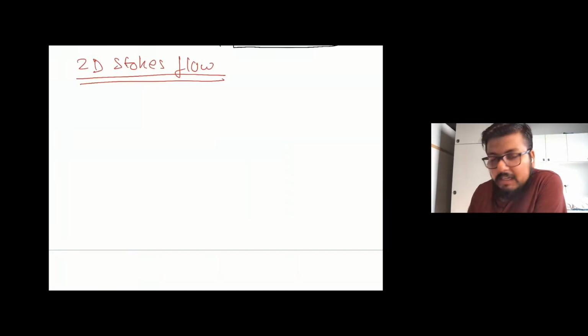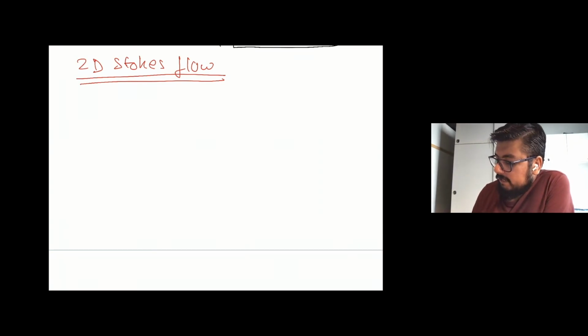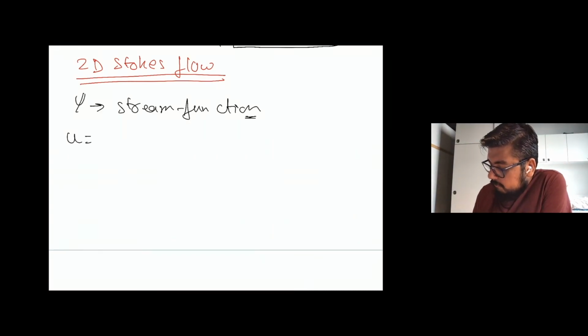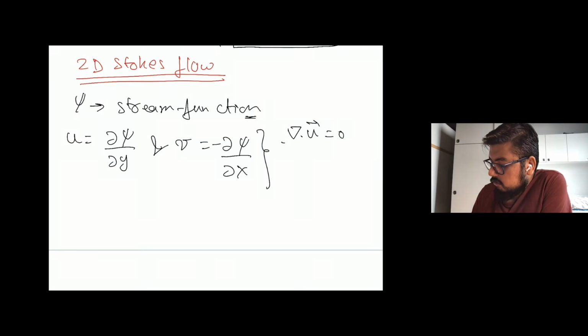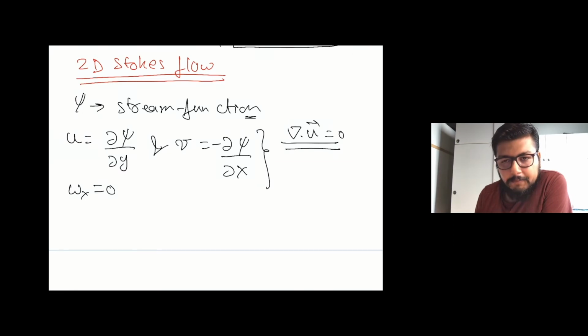Now let us look into a special case of the Stokes flow, which is the 2D Stokes flow. So wherever we have a two-dimensional incompressible flow situation, we can define a stream function psi. And if we do that, the u component of the velocity is nothing but del psi by del y, and the v component of the velocity is nothing but minus del psi by del x. And you can see that the moment I define my velocity field in such a way, the divergence-free velocity condition is always satisfied. Now, the x component of the vorticity is going to be 0 because we have a 2D flow, and similarly, the y component of the vorticity is also going to be 0.